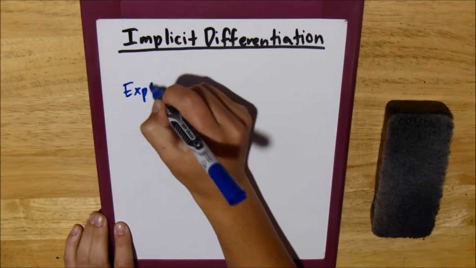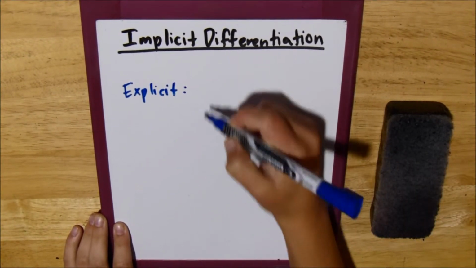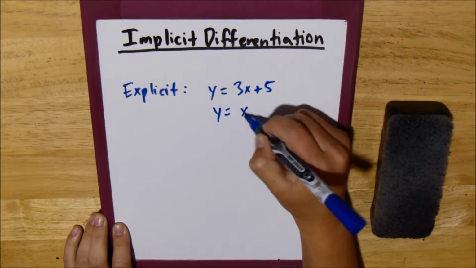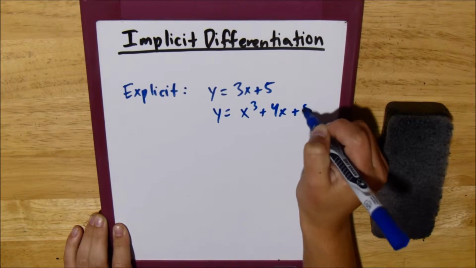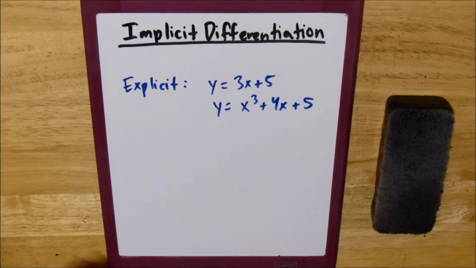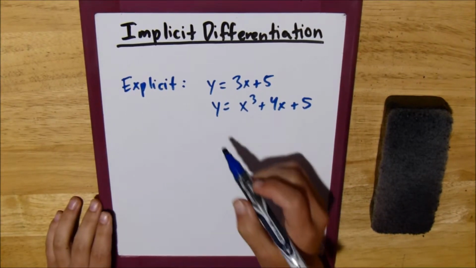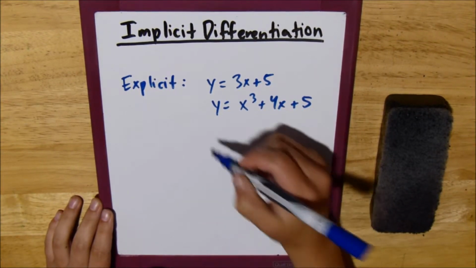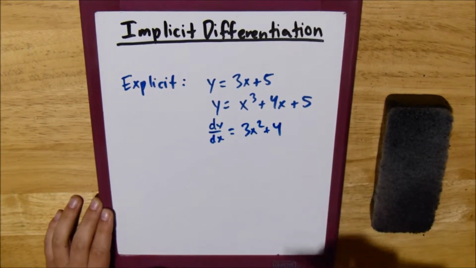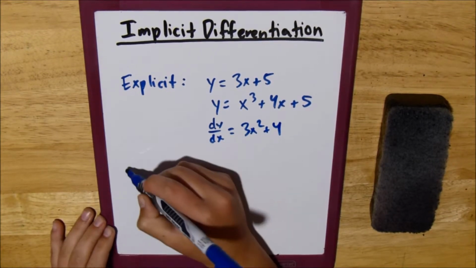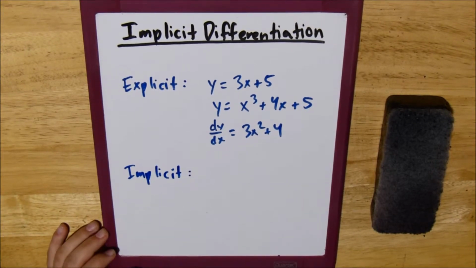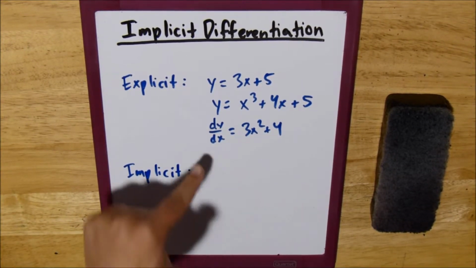So, explicit, I would say y equals 3x plus 5, or y equals x cubed plus 4x plus 5. Anything like this is explicit. That means that you could easily differentiate it. You just take the derivative of one side, take the derivative of the other. So dy over dx equals 3x squared plus 4. Easy differentiation.